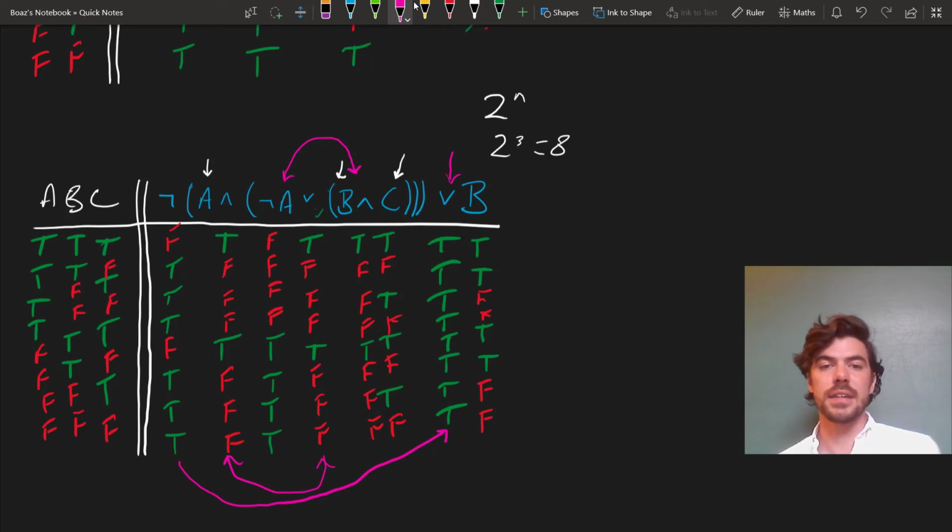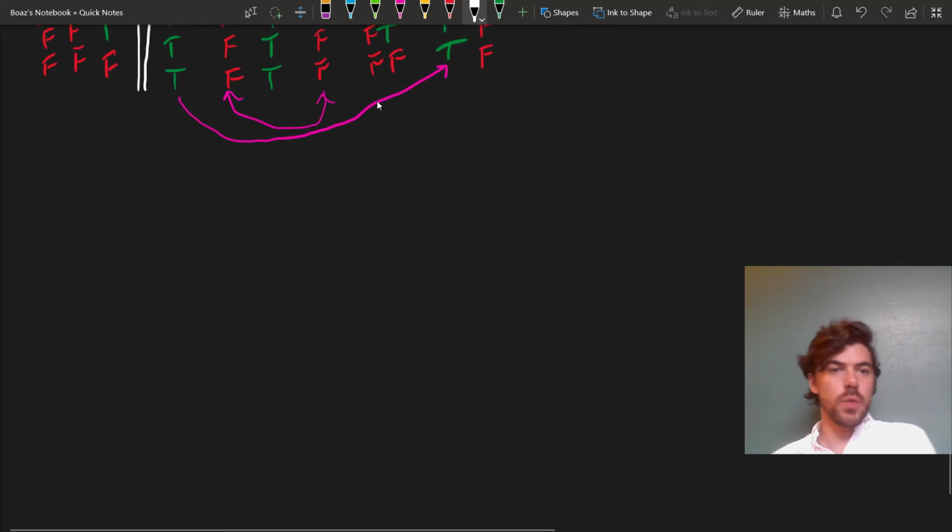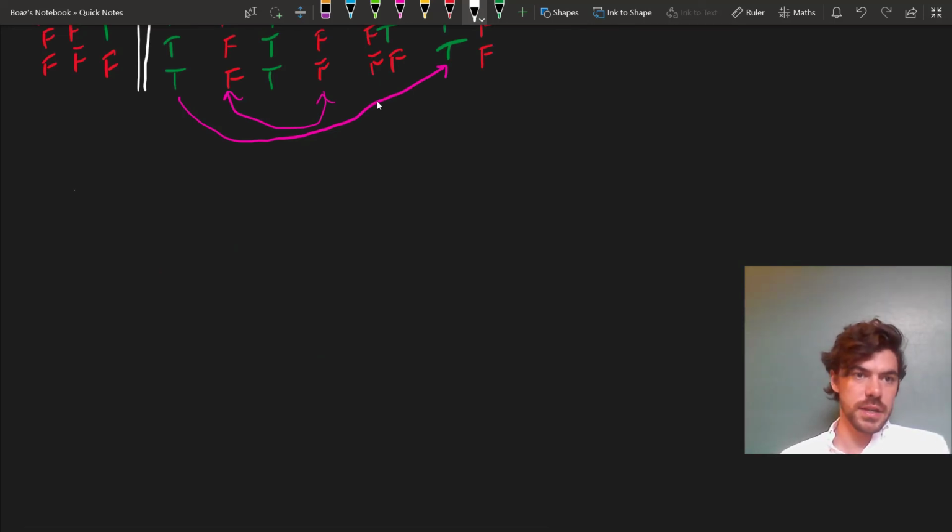Well, in that case, a binary connective trumps a unary connective because the unary connective is just bound to this whole subformula on the left. And so the main connective is just the or. The main connective is the one with the fewest parentheses around it, and a binary connective beats out a unary connective if there is any contest between them, as there is in this case.